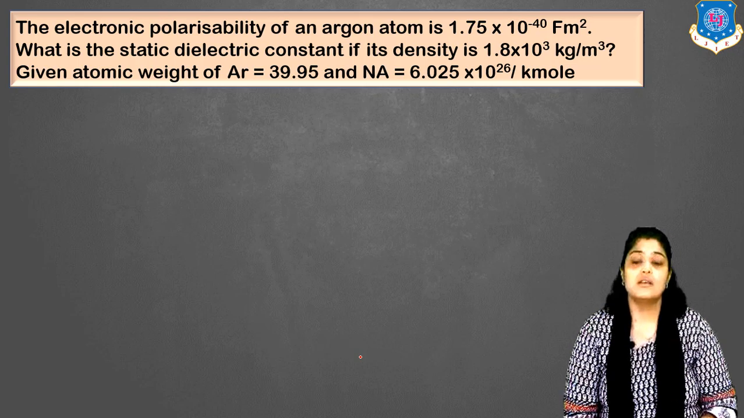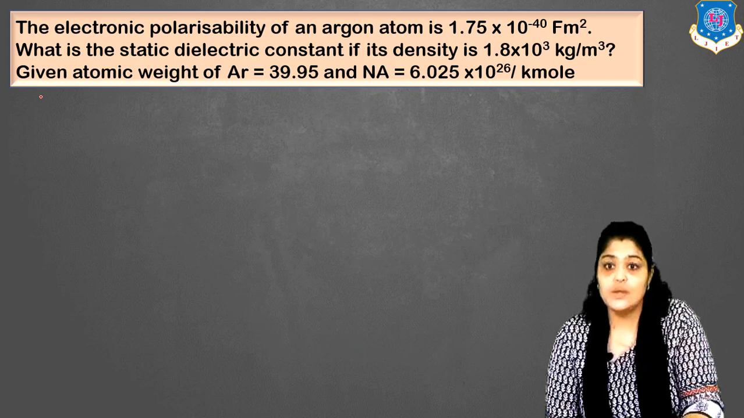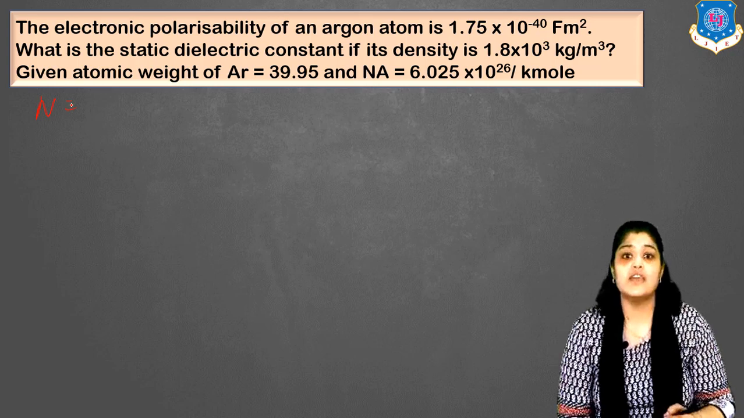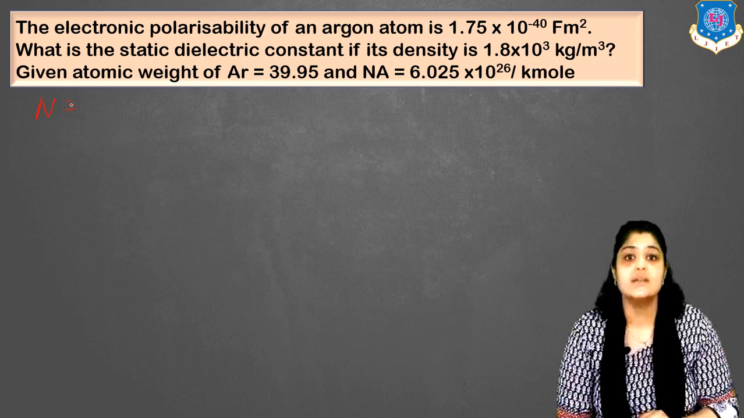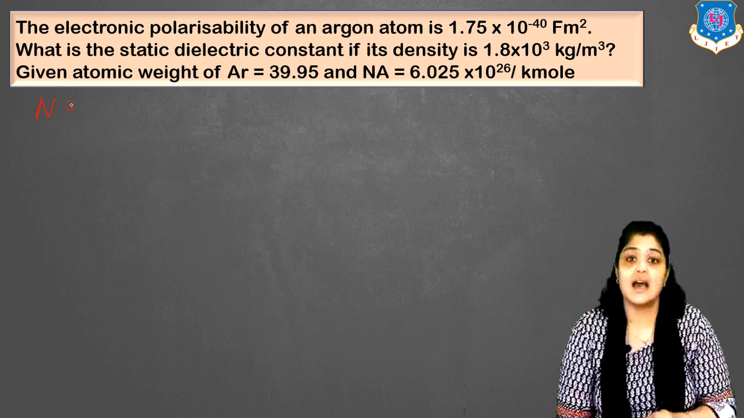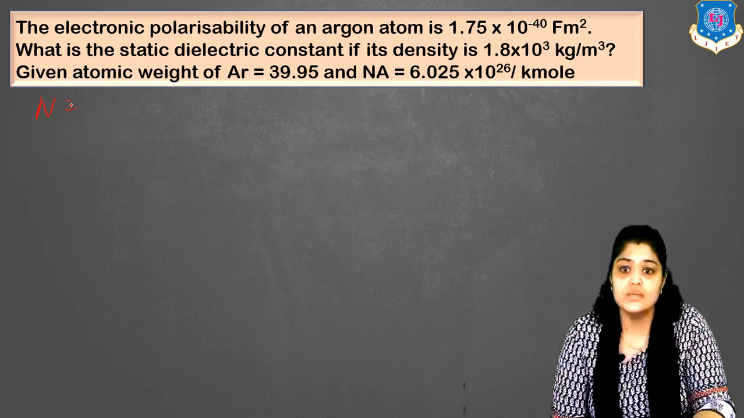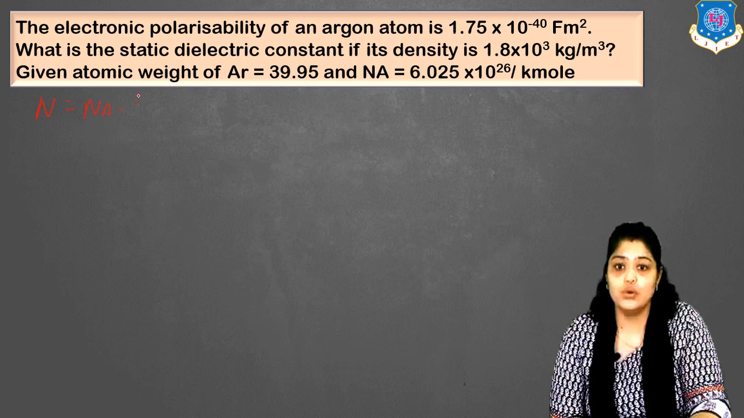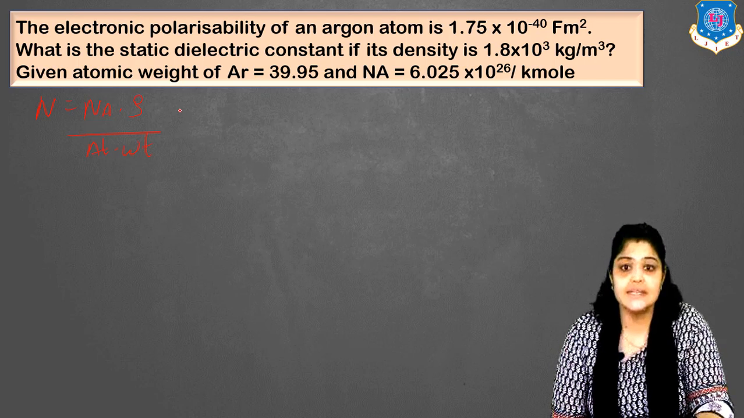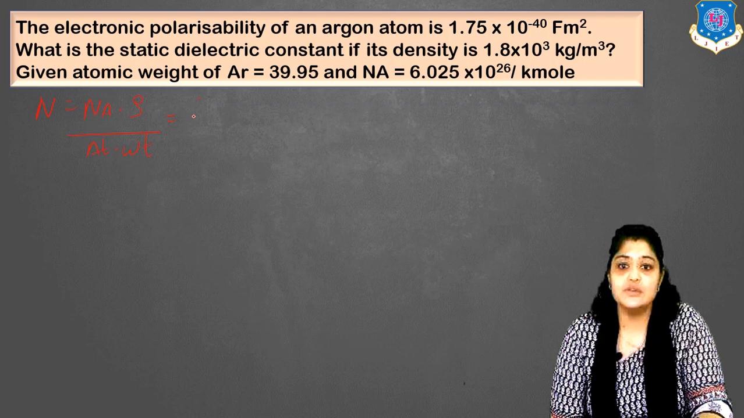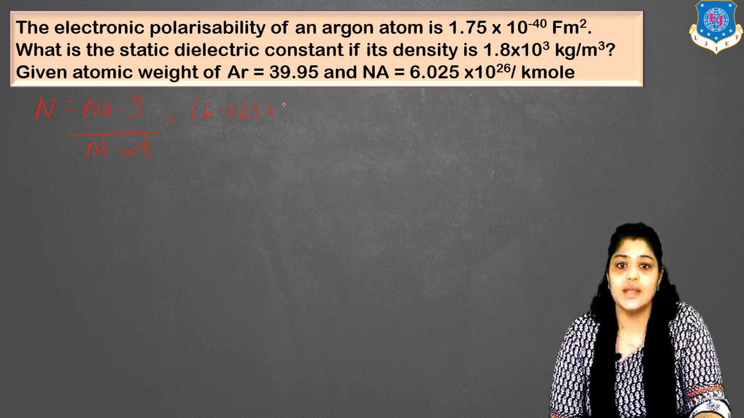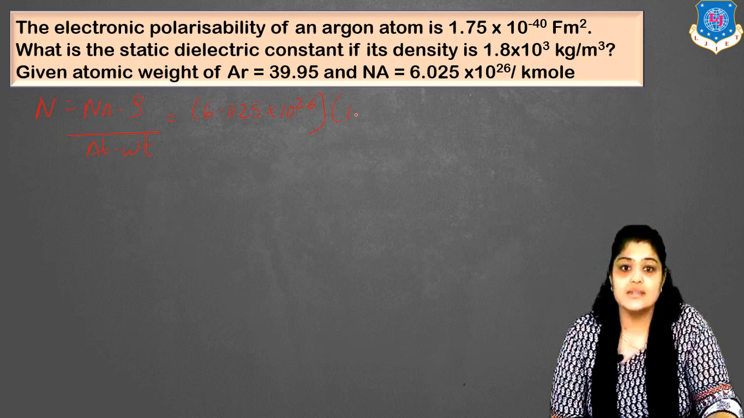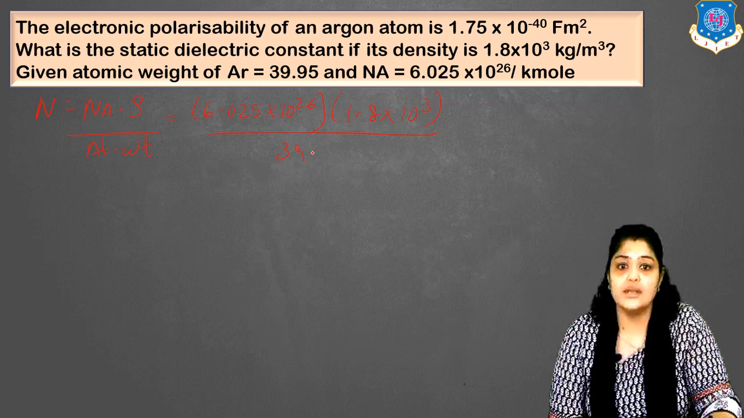Alpha E is given but N is not given. How do we find N? Here you have not been given it. The earlier question was copper, which was an FCC crystal, but here nothing is given. It's argon gas, right? So we find it using the equation Na into rho upon atomic weight: Avogadro number multiplied by density divided by atomic weight. So Avogadro number is 6.025 into 10 raised to 26, density is 1.8 into 10 raised to 3, and atomic weight is 39.95.